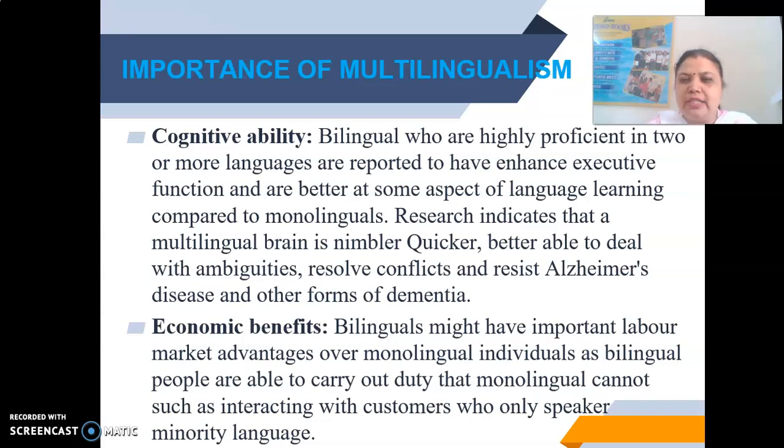First is cognitive ability. Bilinguals who are highly proficient in two or more languages are reported to have enhanced executive function and are better at some aspects of language learning compared to monolinguals. Researchers indicate that a multilingual brain is nimbler, quicker, better able to deal with ambiguities, resolve conflicts, and resist Alzheimer's disease and other forms of dementia.